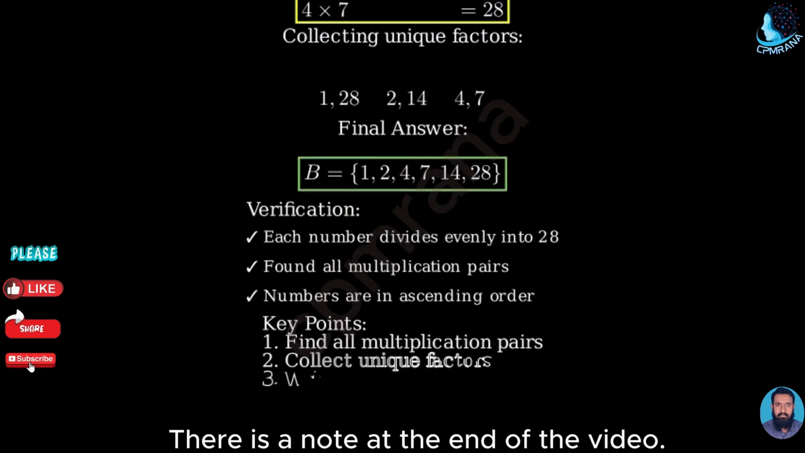And that's how we express the set of all factors of 28 using roster notation. Remember to always check your work by verifying that each number in your set is actually a factor and that you haven't missed any factors.